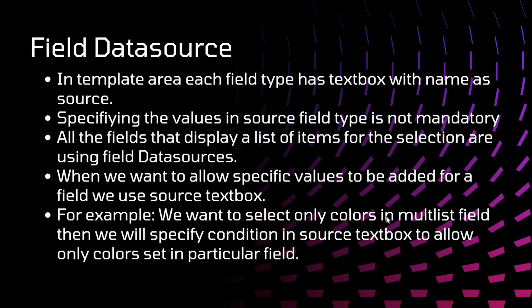All the fields that display a list of items for the selection are using field data sources. When we want to allow specific values to be added for a field, we use the source text box. For example, we want to select only colors in a multi-list field, then we will specify a condition in the source text box to allow only colors to be set in that particular field. We'll see that in an example.